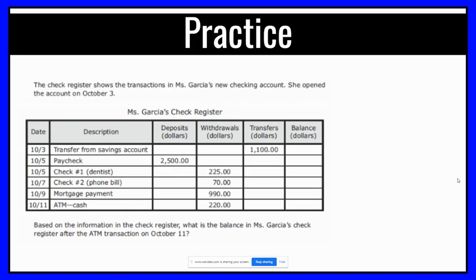So although transfer means you're not losing the money, right? Because I'm just transferring it to a different account, it is moving out of the current account. So we will subtract transfers. So you're going to subtract both withdrawals and transfers.